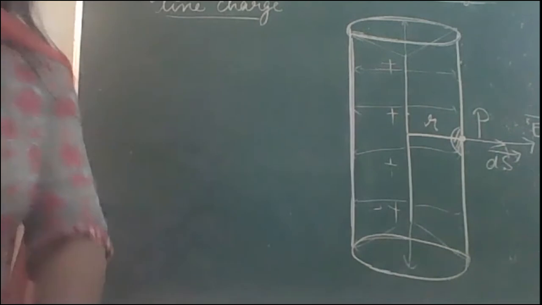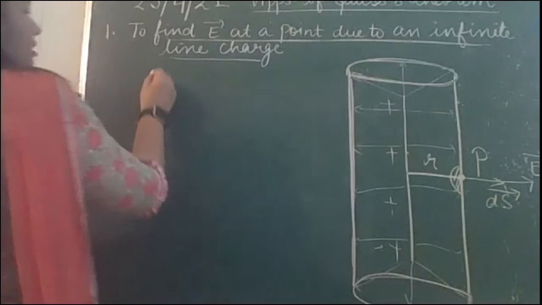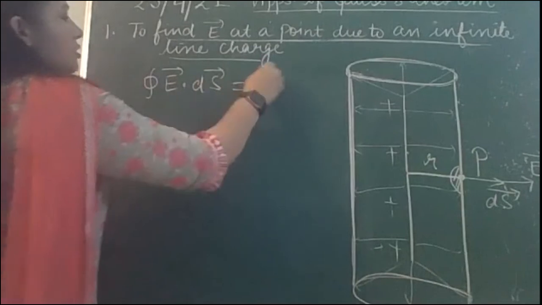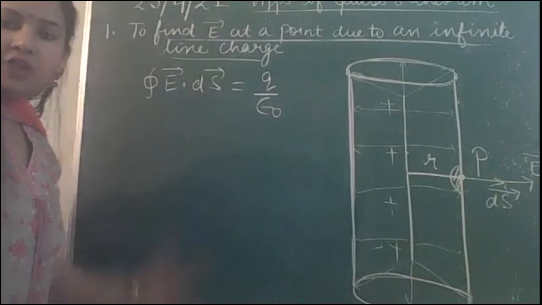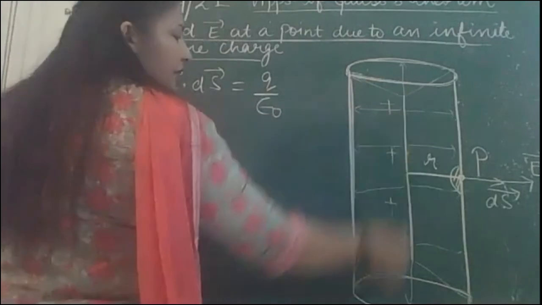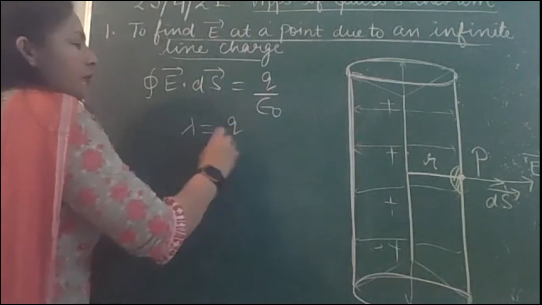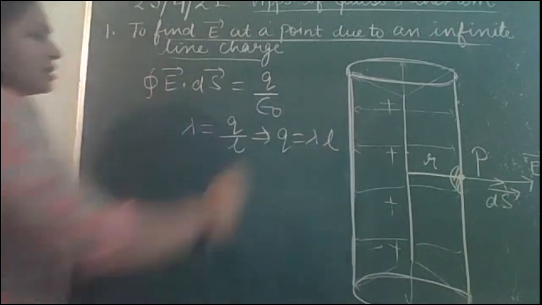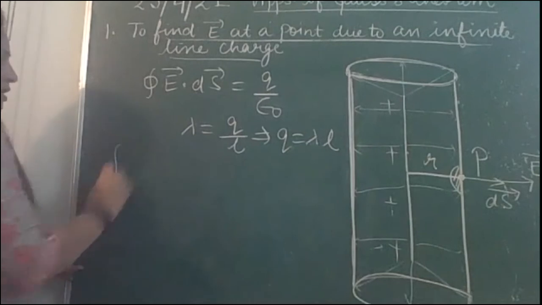Since this is an application of Gauss's theorem, we will start from Gauss's theorem. Integral E dot ds, according to Gauss's theorem, is Q by epsilon naught. We start from Gauss's theorem because this is its application, right? Then what is the linear charge density, the characteristic of a line charge? Lambda, that is charge per unit length, so cross multiplying, Q is lambda L. So we will substitute for Q, that is lambda times L. So let us solve this.